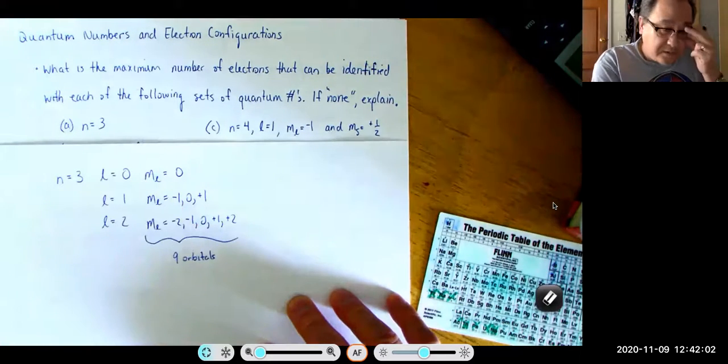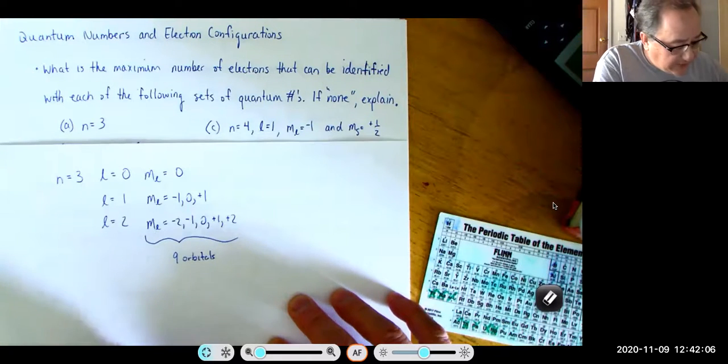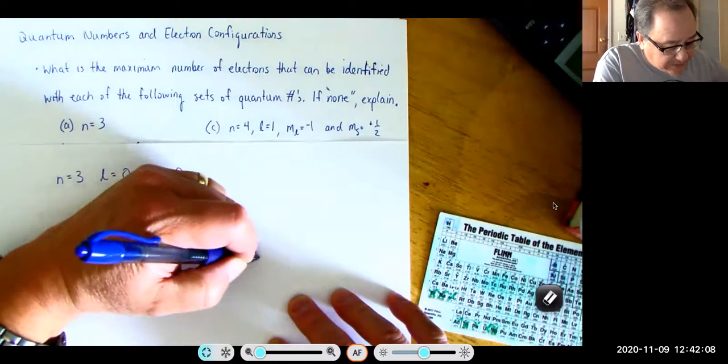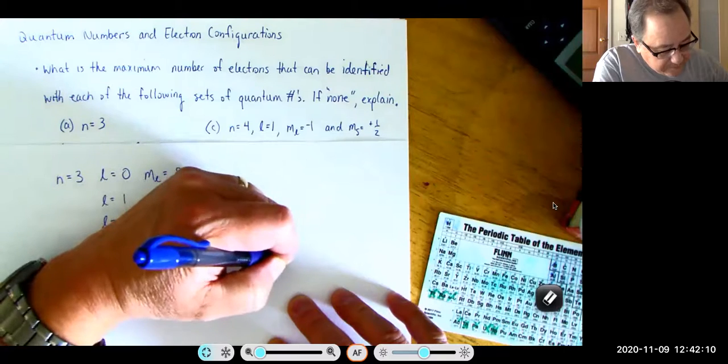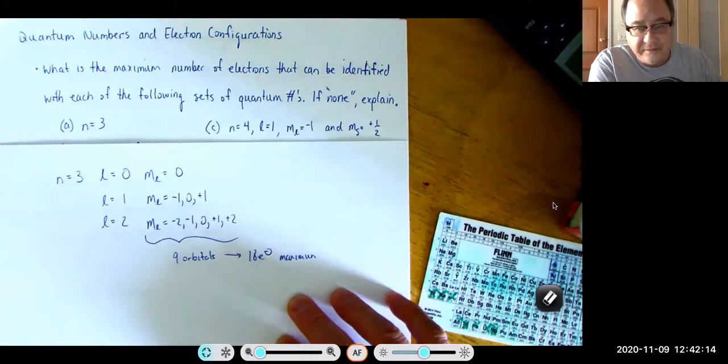Now, each of those orbitals can have 2 electrons. So that means 18 electrons maximum. So that's how many in the third shell, 18 electrons. Any questions?